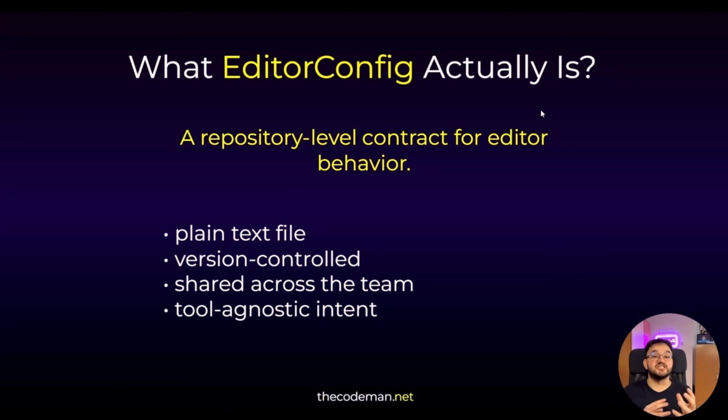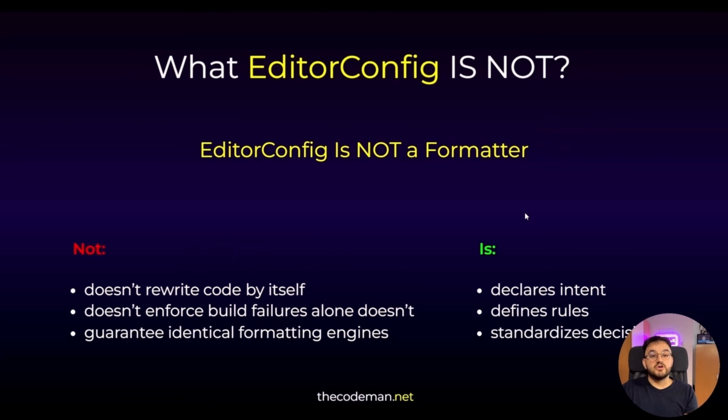So that single decision has massive consequences in production because production teams are rarely homogeneous. You will have developers using Visual Studio, Visual Studio Code, or somebody using Rider, and all of them will produce commits into the same Git history. Without a shared contract, the repository becomes a battleground of invisible defaults. Formatting changes appear randomly, PRs become noisy, and every change feels harder to review than it should be. Now here's the part that most developers misunderstand. EditorConfig does not format code on its own. It declares intent.